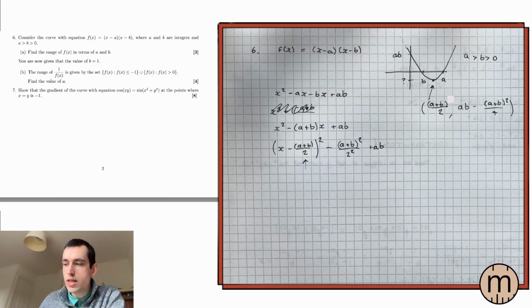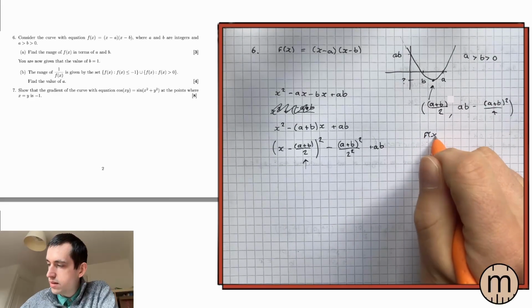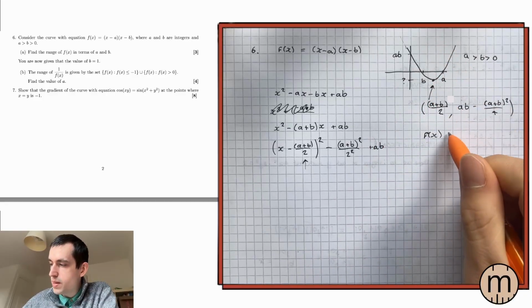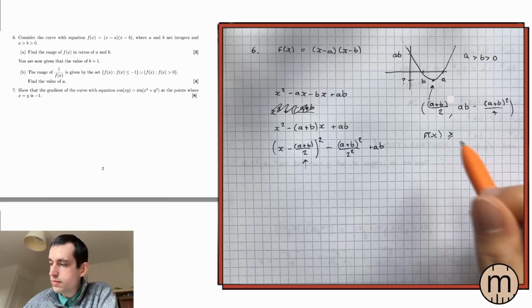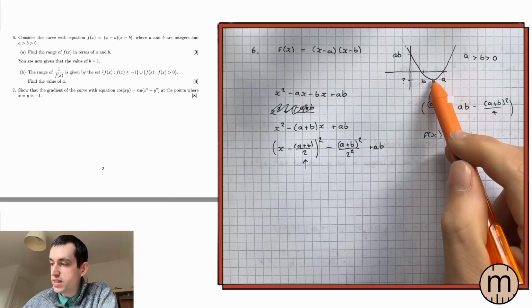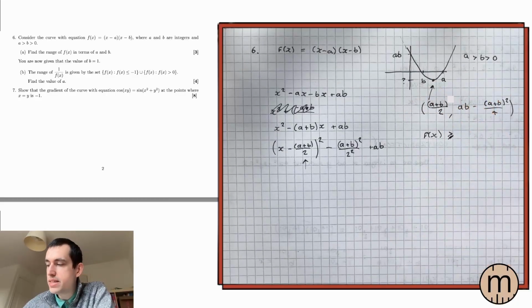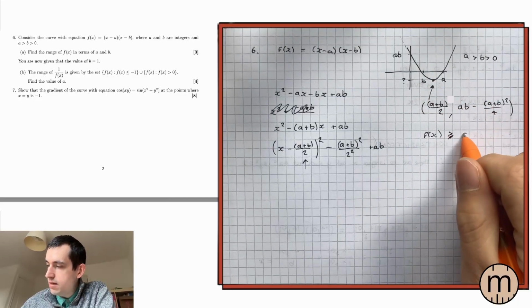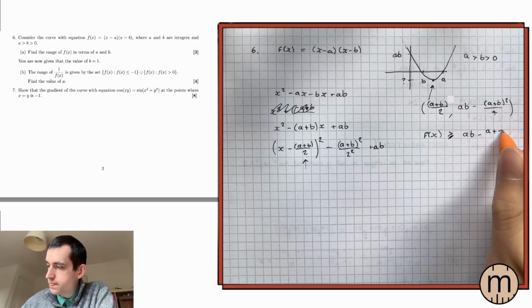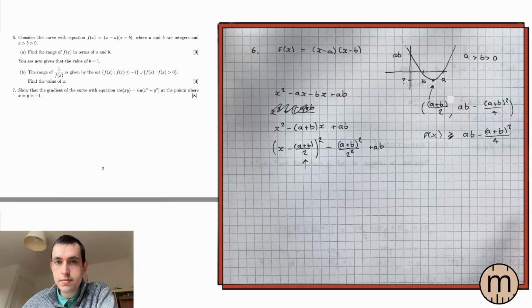What's the range then? Well, f of x is above that point, so it's bigger than or equal to. Bigger than or equal to because it can get down there. It's not like it misses it. And then, yeah, just copy this down. And that's it. That's the range of f of x in terms of a and b.